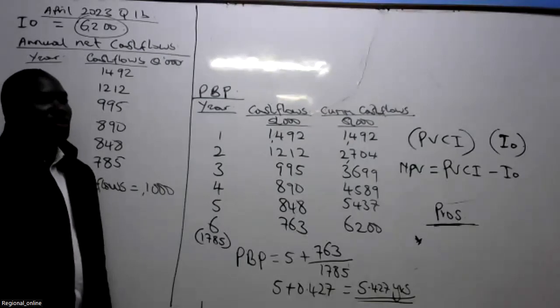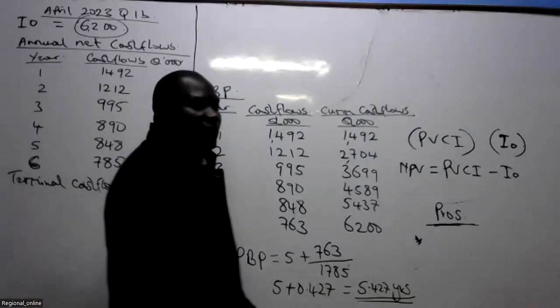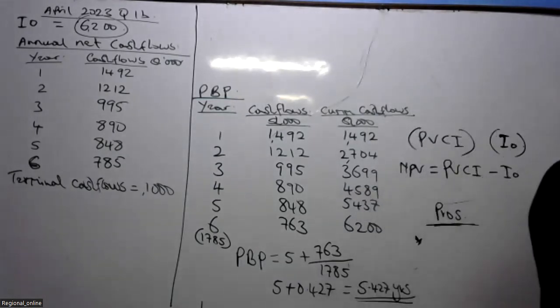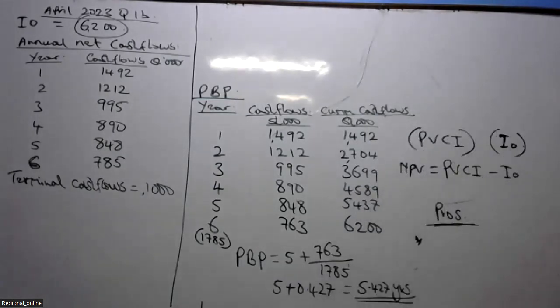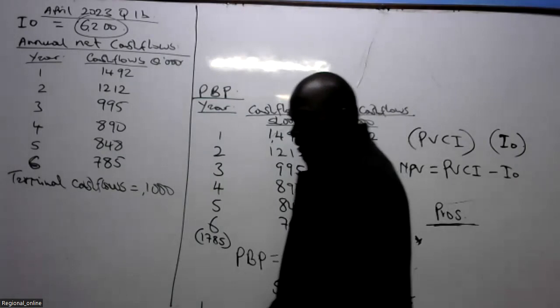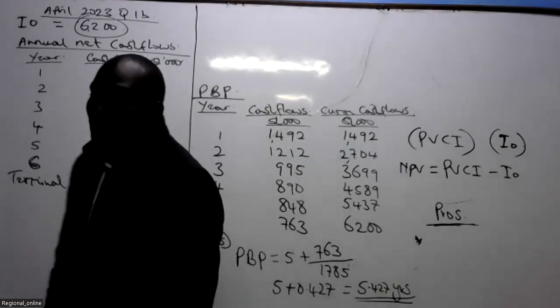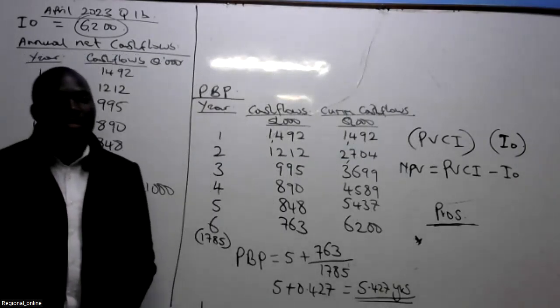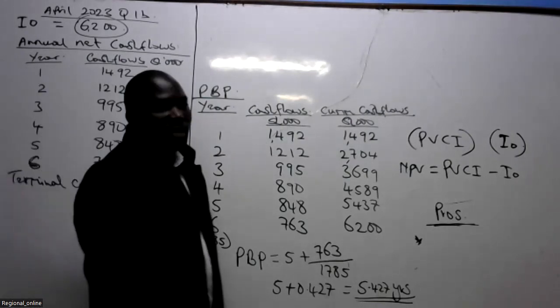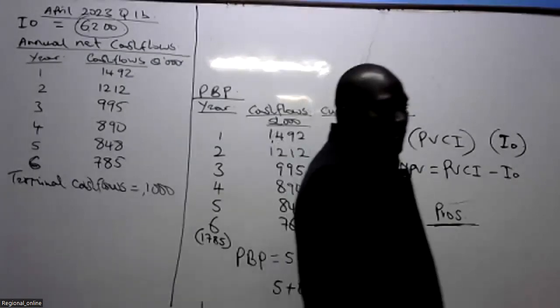Number two, it may be affected by the assumptions associated with calculating cost of capital. If the cost of capital has an error, that error will carry through to the NPV.